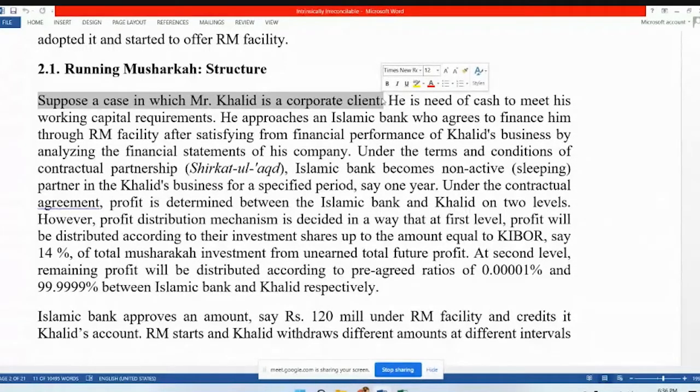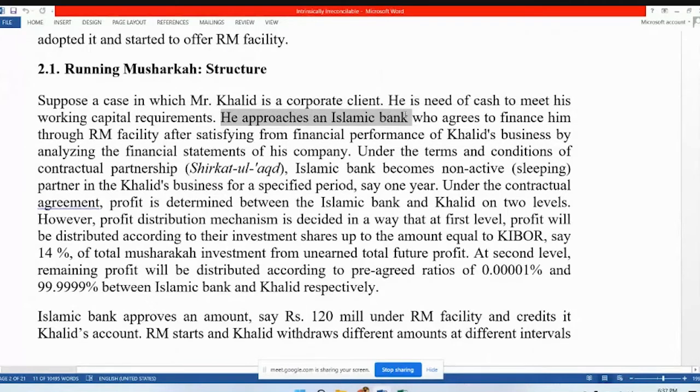So he is a company owner. He needs money. He visits a bank and approaches an Islamic bank management, requests them, and it agrees to finance him through a running Musharakah facility. After satisfying themselves of the financial performance of Khalid's business, how will they come to know that Khalid's business is performing good?